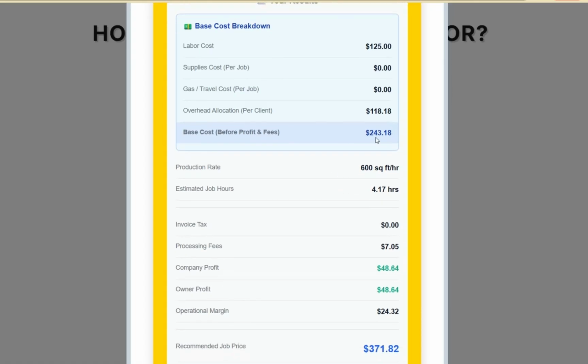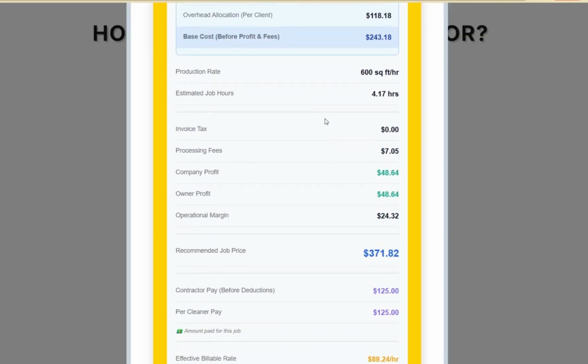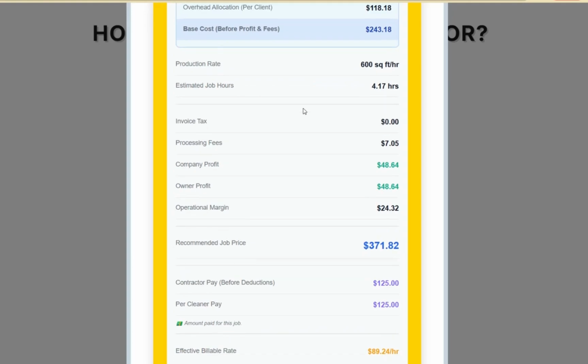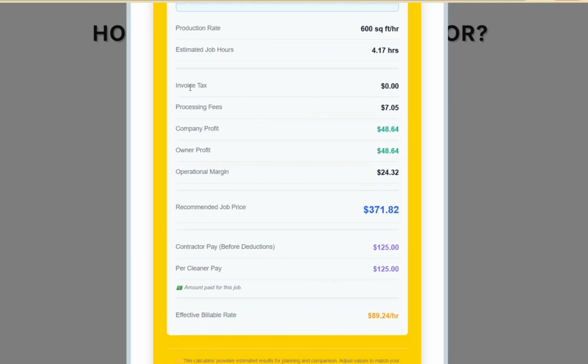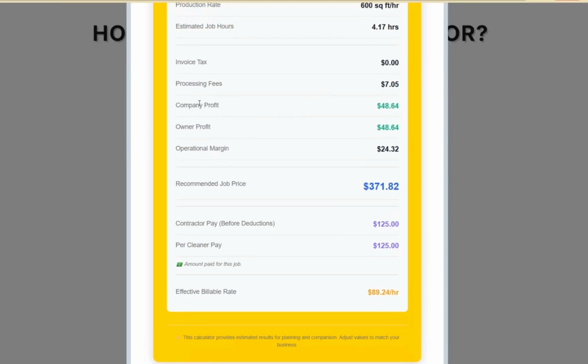Your base cost is $243.18. Production rate is at 600. The estimated time for this job is about 4 hours, 17 minutes. Invoice tax, I don't have any. Processing fees, about $7. And the company will profit $48.64, and so will I. The operational margin is set at $24.32. And that's that little buffer just in case anything happens.